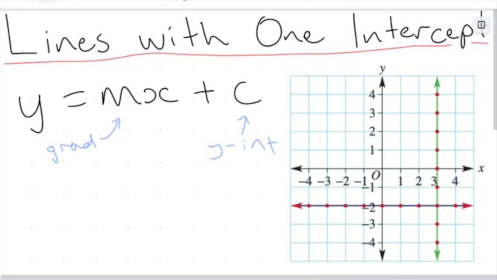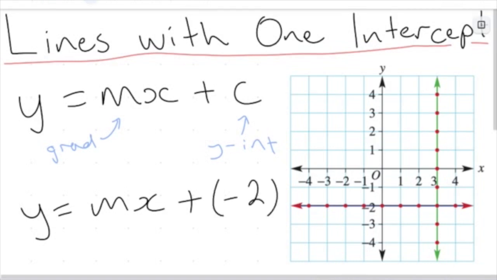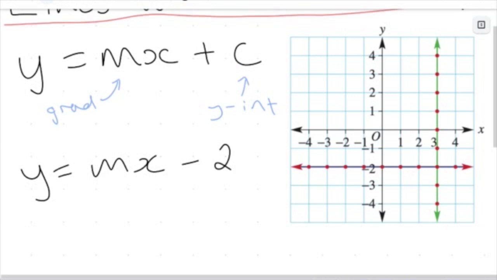Now, just reading off this particular graph, what is the y-intercept here? Well, it's going to be this point here. When x equals 0, my y equals -2. So one thing I can fill in is y equals our gradient as the coefficient of x plus -2, or we can just write this as mx minus 2. Okay, cool. And we have here a gradient.